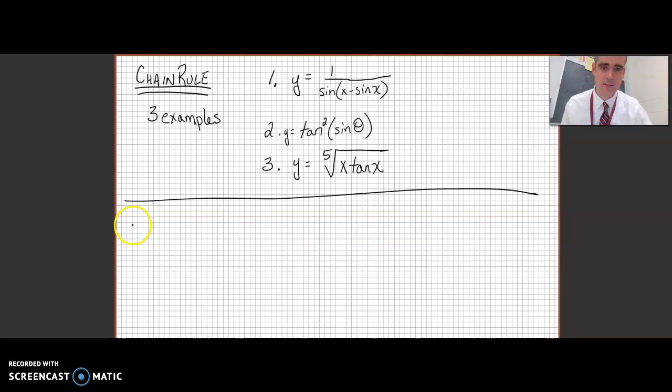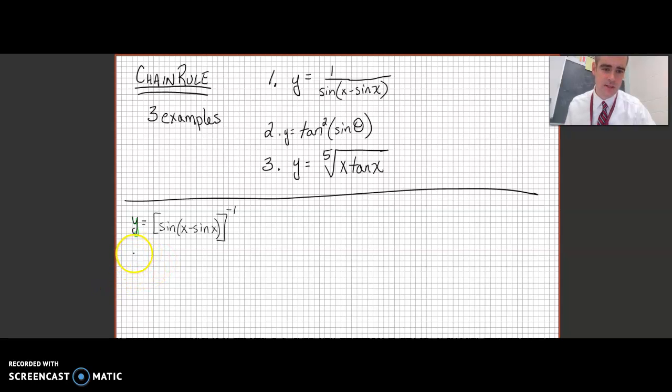The first one asks us to take the derivative of y equals 1 over the sine of x minus sine x. What I'd like you to think about here is, is there a way for me to rewrite this so that it's a little bit easier for me to solve? And here there is. How could I rewrite this thing? Well, rather than trying to use the quotient rule here, I can think about this as the sine of x minus sine x, to the negative 1 power.